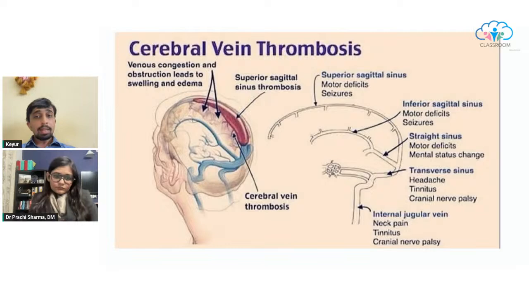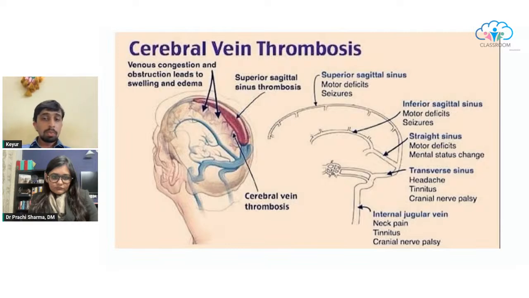Similarly, the inferior sagittal sinus can also present with motor deficits and seizures. Straight sinus, since it will be draining the internal cerebral vein and the basal vein of Rosenthal, it is likely that it will present with infarcts in the thalamus. So as a result, the patient will have motor deficits as well as mental status change.